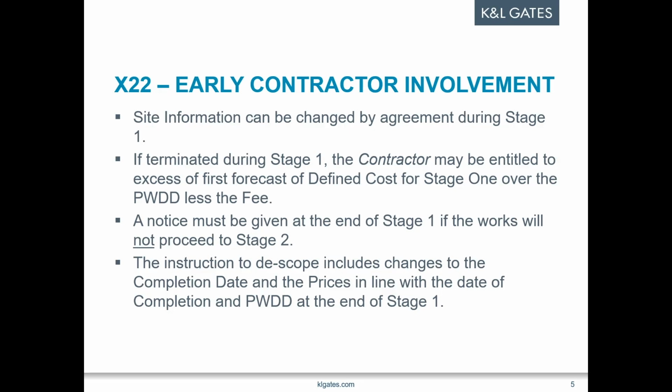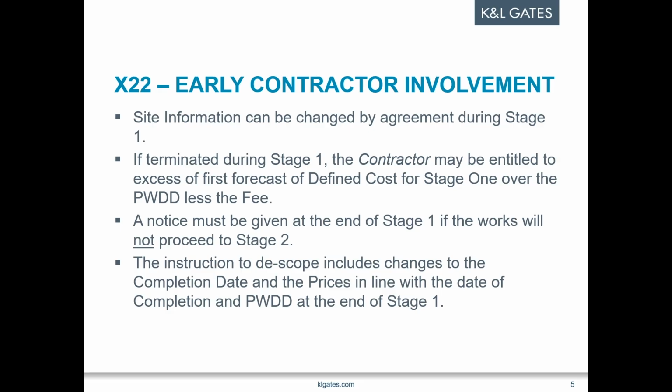and the contractor, if it was a client default, would be entitled to the excess of the first forecast defined cost for stage one over the price for work done to date, less the fee. So this would mean that the contractor is paid essentially for the loss of expectation of not continuing stage one, but not including overhead and profit.